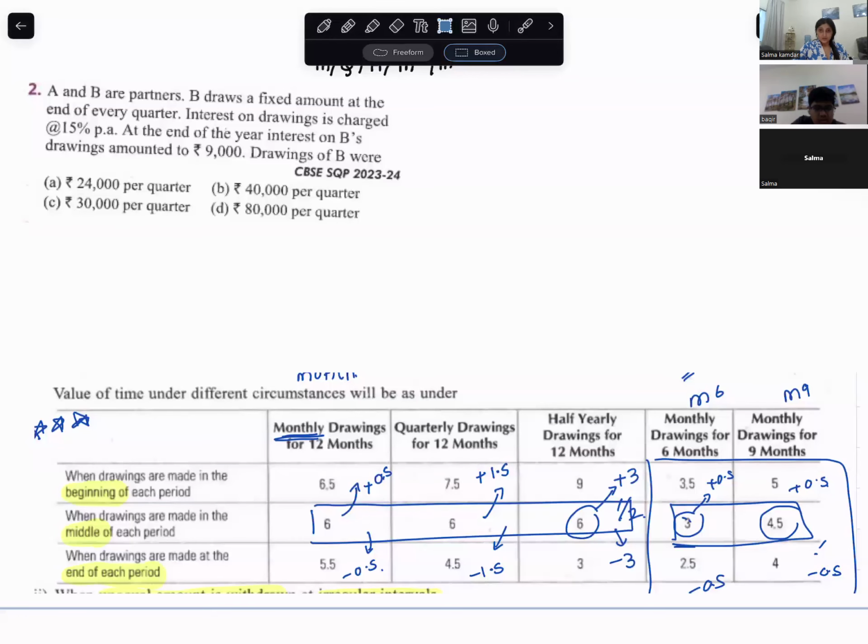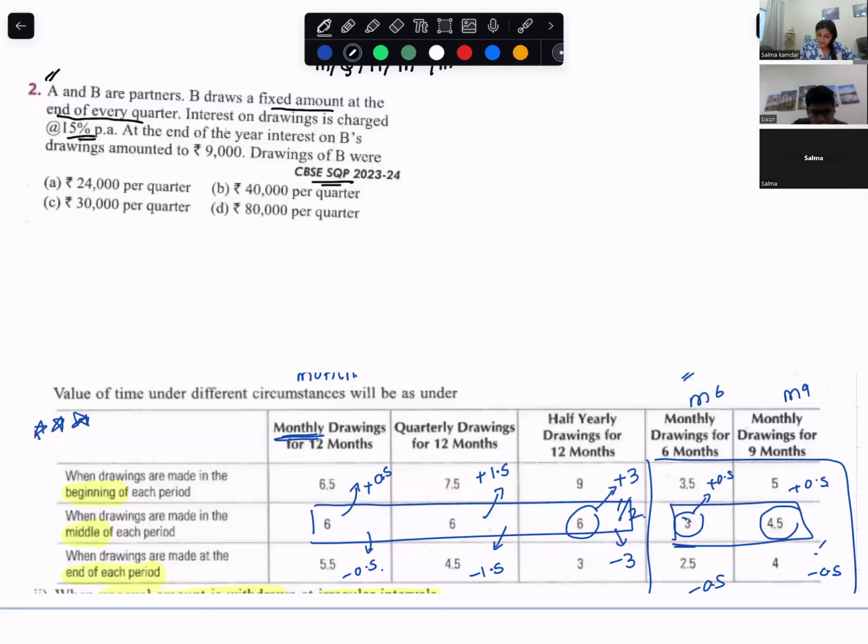Ma'am, can you just explain this to me? So we are doing a sum which is on interest on drawings and it is of a specimen question paper. Now understand, A and B are partners and B draws a fixed amount at the end of every quarter. Fixed amount, fixed interval. Interest on drawings is how much percent? 15% per annum.